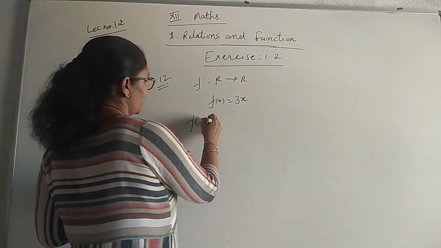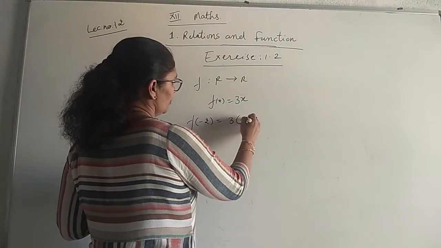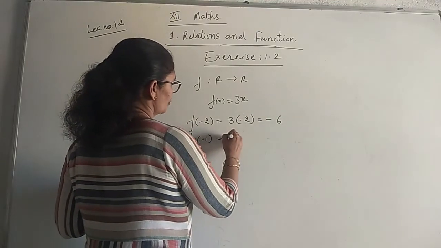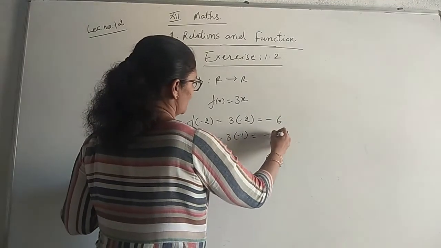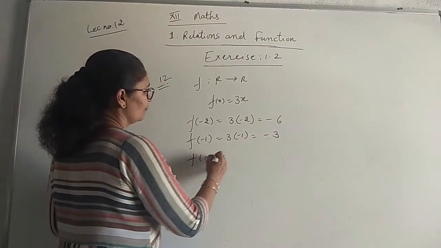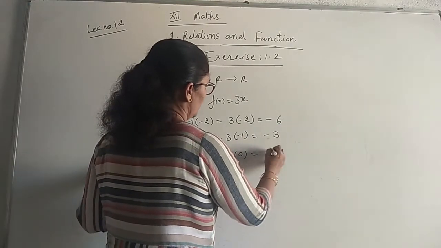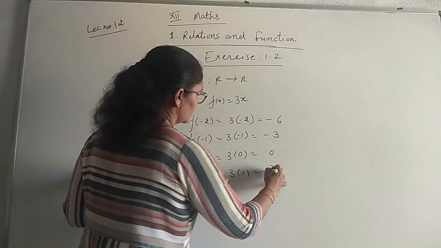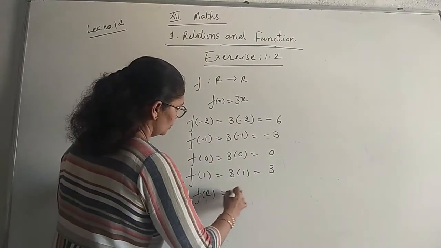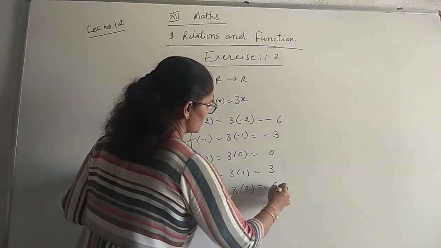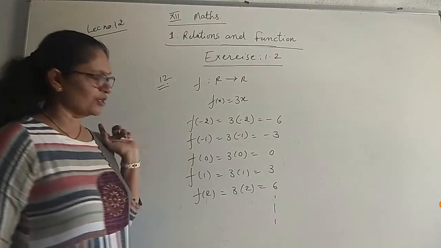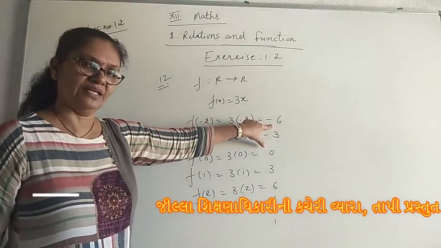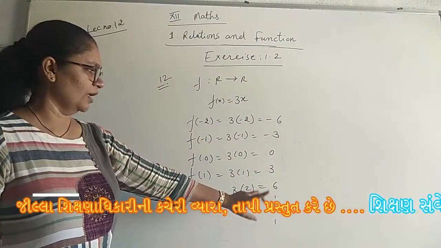Let's start with minus 2. So 3 into minus 2, 3 twos are minus 6. Minus 1: 3 into minus 1 is minus 3. Now 0: 3 into 0 will be 0. Now 1: 3 into 1 will be 3. Now 2: 3 into 2 will be 6. You can check, for a different question, a different answer. If we take negative integers, we get a negative answer, for positive we get positive, and for 0 we get 0.